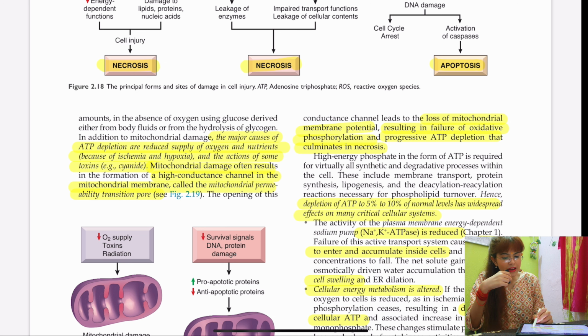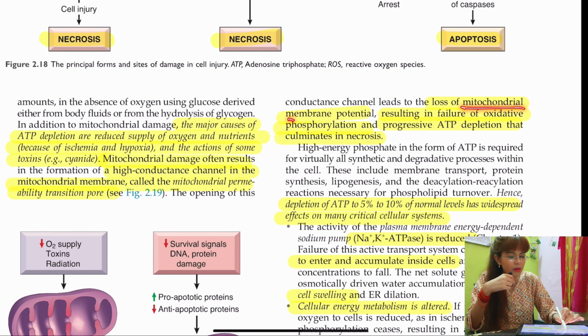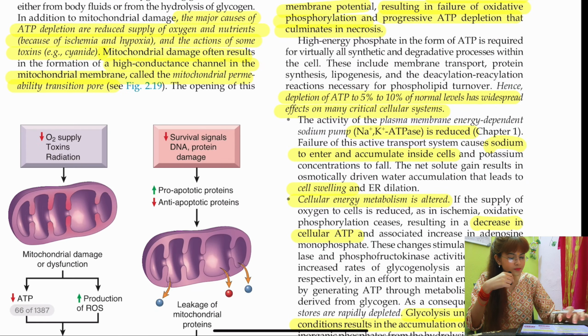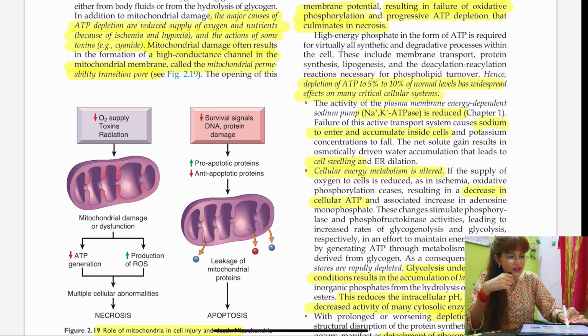The major causes of ATP depletion are reduced oxygen supply and nutrients. The mitochondrial damage will result in the opening of the high conductance channel called the mitochondrial permeability transition pore, which will cause further loss of the mitochondrial membrane potential, leading to further loss of ATP, and that will ultimately culminate in necrosis. So you can see here that this pump is no more functioning, and sodium will accumulate and water will accumulate, so cell swelling will happen.